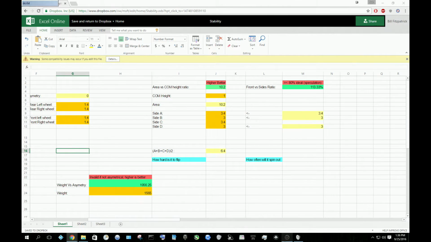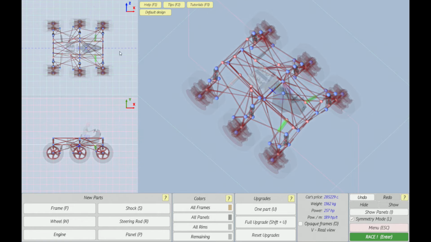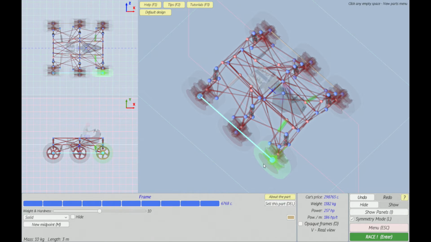What are sides A, B, C, and D? Well, this is side A, this is side B, this is side C, and this is side D. Sides B and D will always be the same, and if for some reason they aren't, i.e. you turned symmetry mode off and made some changes accidentally, then you need to fix that. So, now that you have sides B and D, which for this car happen to be 3.